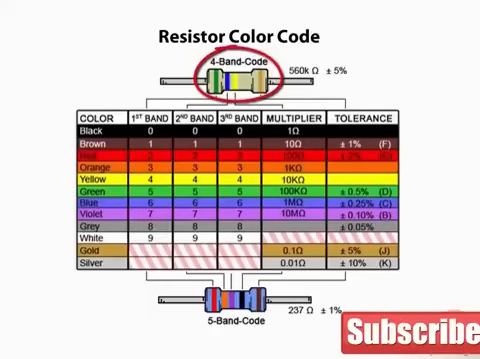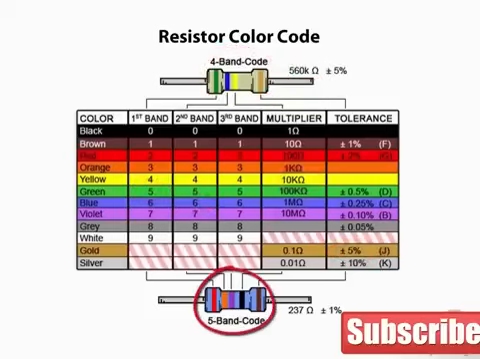In this resistor, we can see that the first band is green, which corresponds to the value 5. The next band is blue, which corresponds to the value 6. And the third band is yellow, which multiplies the value from the first two bands by 10K, or 10,000. So we have 56 times 10,000, which is a 560,000 or 560K ohm resistor. The fourth band gives the tolerance, which for this resistor is a gold band, which corresponds to a tolerance of 5%.